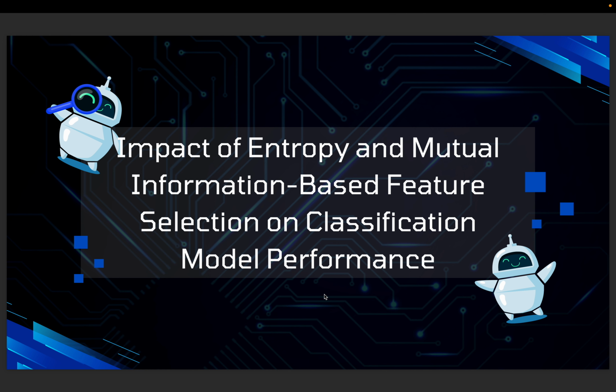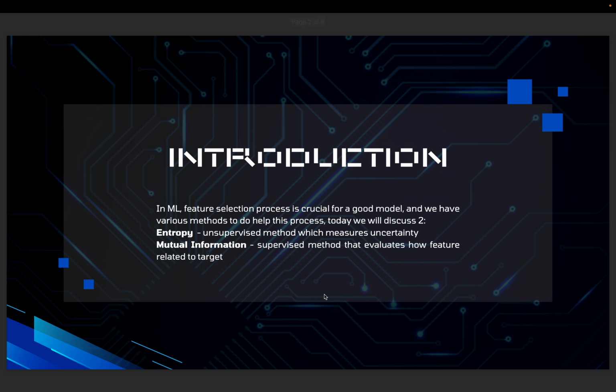Hello everyone. Today I'll be presenting my research on how different feature selection methods, entropy and mutual information, influence the performance of classification models. In machine learning we have features, and not all the features are equally useful.